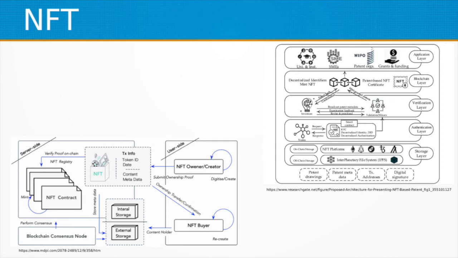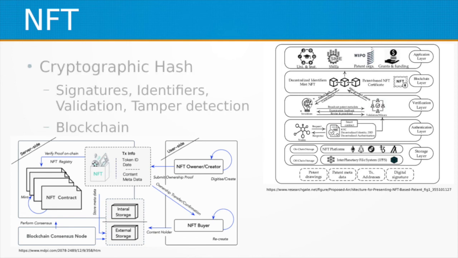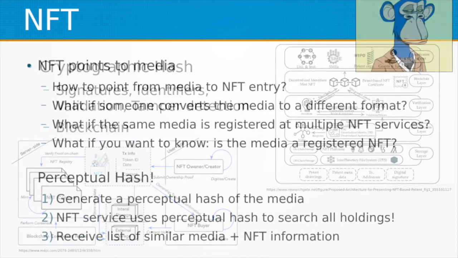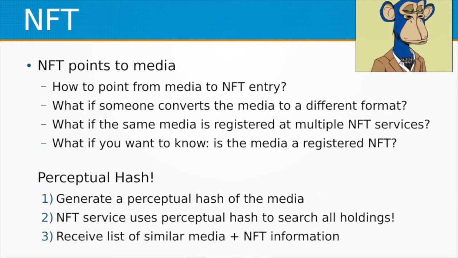Every NFT provider has their own complicated architecture. These are heavily dependent on cryptographic hashes for identifiers, signatures, and validation. Most are also based on blockchain technologies, which are heavily dependent on cryptographic solutions. An NFT is a pointer to some media. But how do we map the media back to an NFT entry? What if the media is converted to a different format? Then we cannot depend on cryptographic identifiers. Also, how do we find out if the media is registered at multiple NFT services, or even if it is registered at all? One solution is to use perceptual hashes.